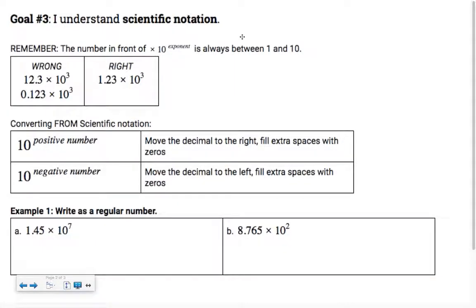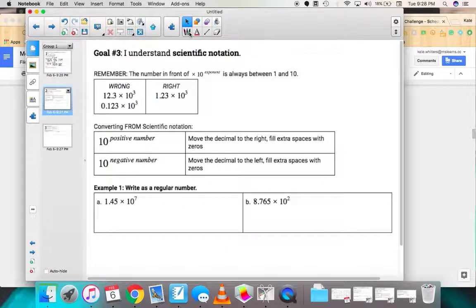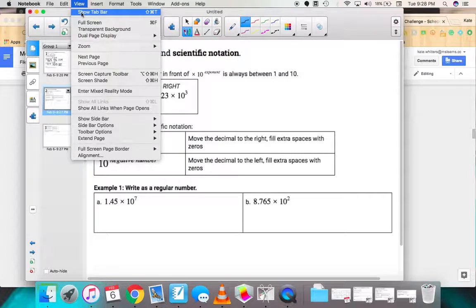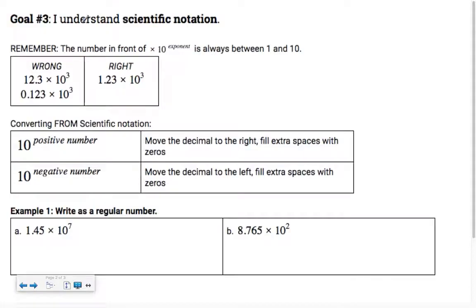So today we are looking at goal 3 in your measurement unit, scientific notation. Scientific notation is used when we have numbers that are really big or numbers that are really small. And you've probably seen scientific notation before in your science classes.